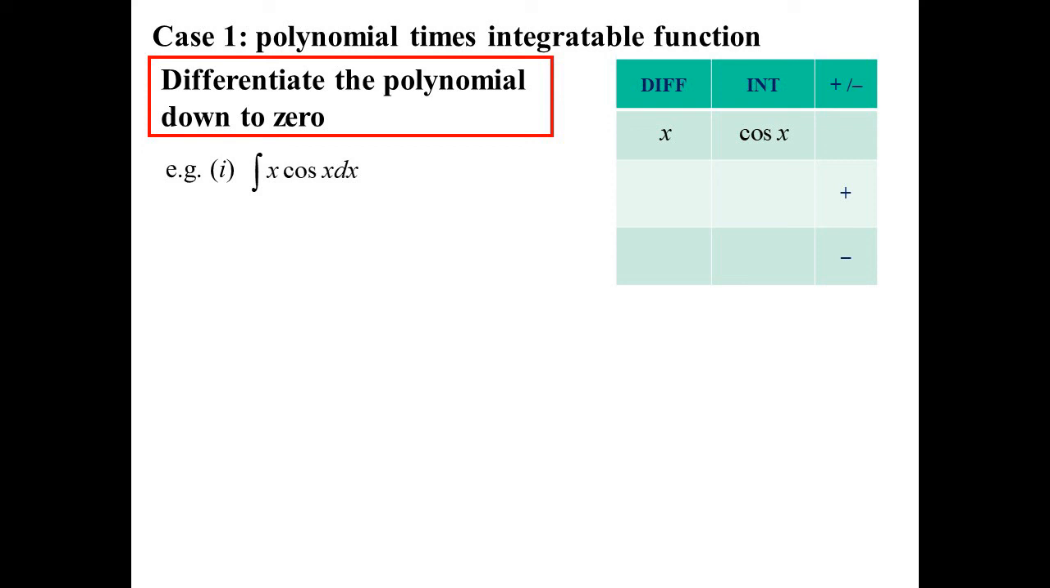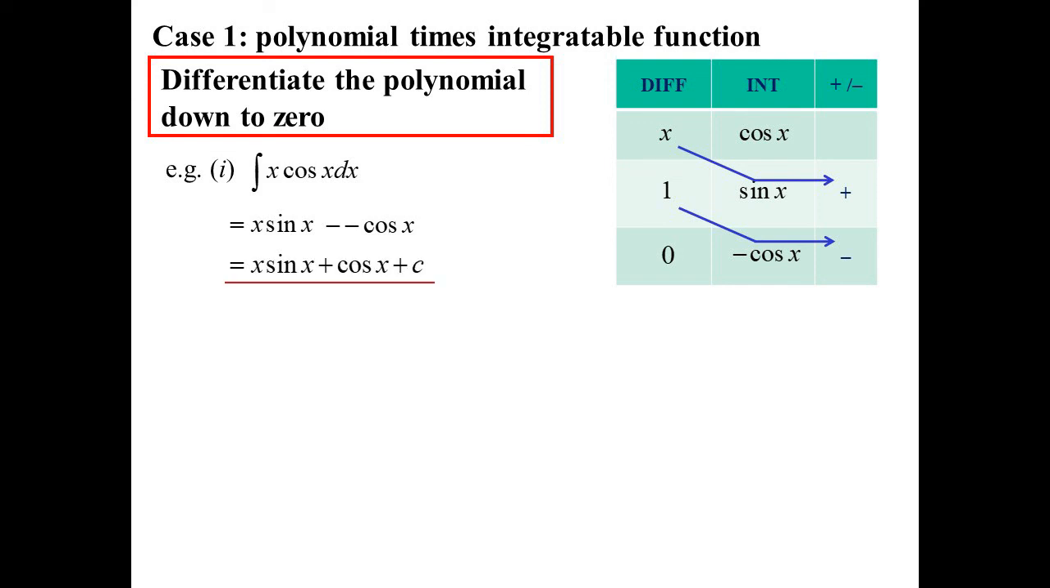Sometimes it's called the method tic-tac-toe. I fill in my differentiation until I go down to 0, because it's a polynomial. So eventually we will get 0. Then I integrate in the other column and just level it out. Okay, so here's our answer. Tic-tac-toe: x sine x. Tic-tac-toe: minus cos x. And I don't need to do the next one because I'm going to be 0 times something, so I know I've finished, and there's my answer: x sine x plus cos x.